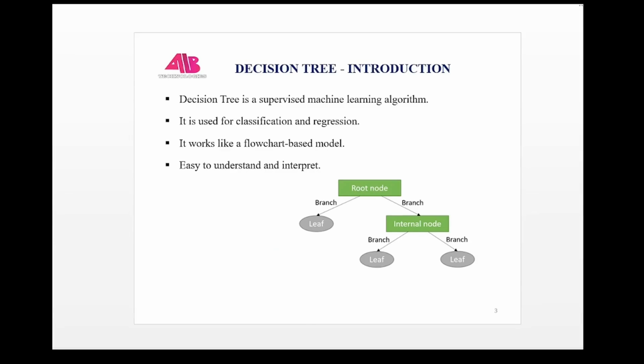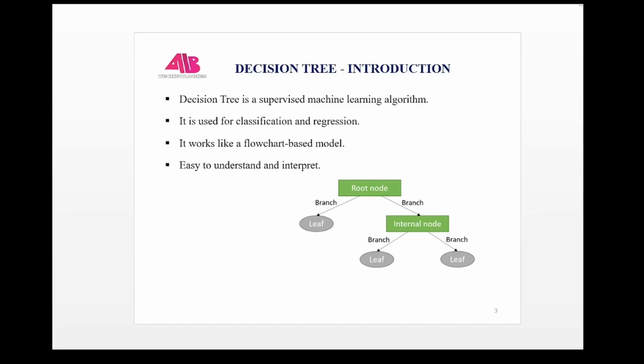In simple terms, decision tree is a supervised machine learning algorithm. That means it learns from already labeled data. We mainly use decision tree for classification problems and also for regression problems. So it can predict categories, or it can predict numerical values.